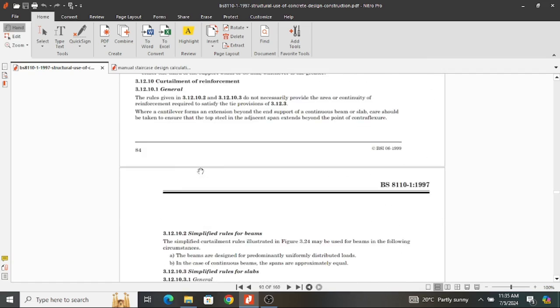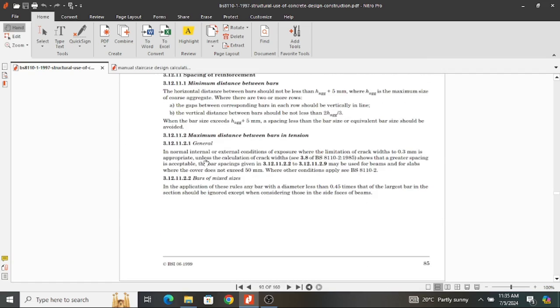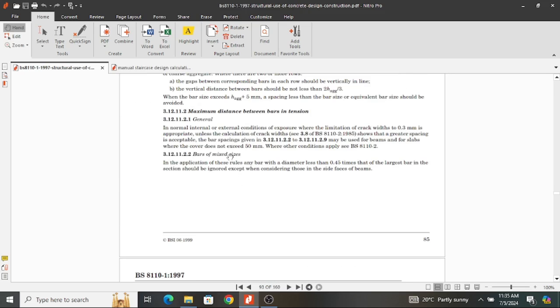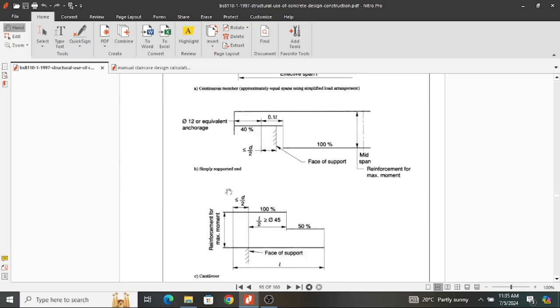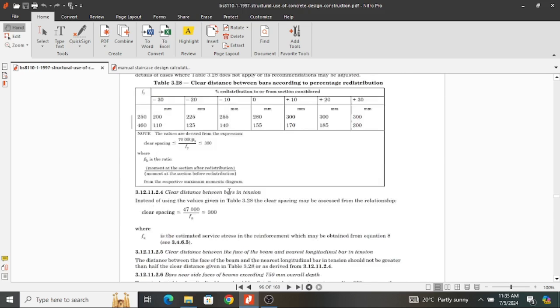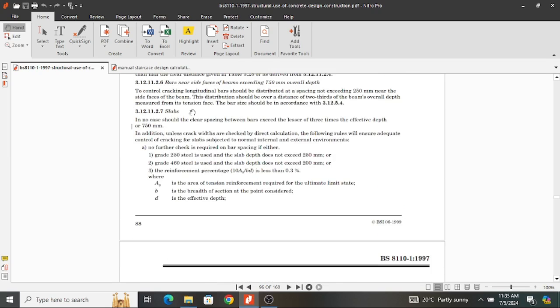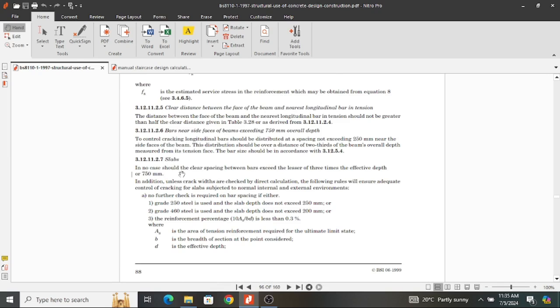3.12.8, 0.10, 0.11. Yeah. This is spacing of reinforcement, and it is 0.11, 0.2, 0.7. That is where our concern is. 0.2, 0.7 right here. This is when we are designing for cracking.